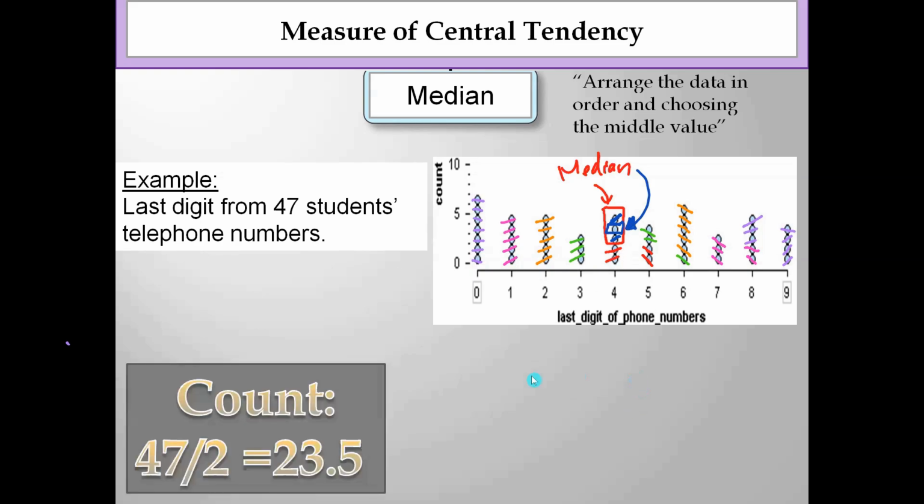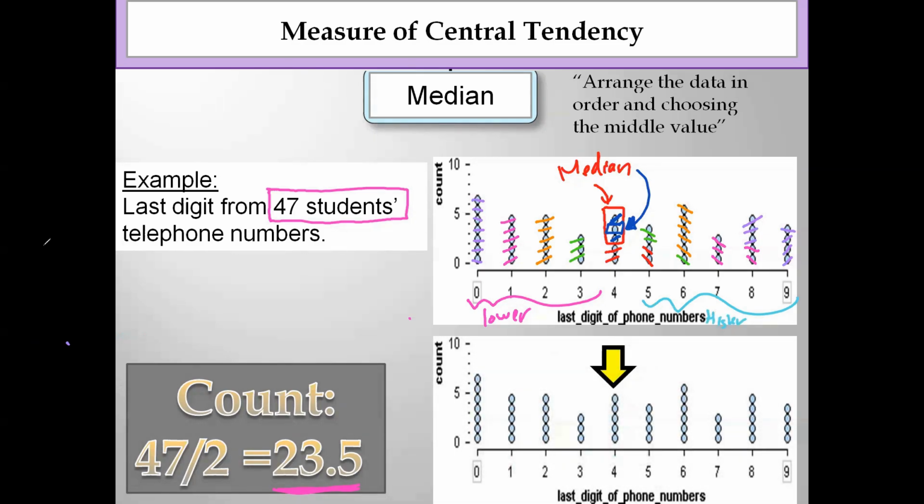Another way to find the median is to take our entire data set and divide it into 2 equal halves, so that we have a lower half and a higher half. So if we took 47 divided by 2, we'll get about 23.5. So if we count approximately 23 values, this will create our lower half. And if we count 23 values on the other side, that will create our higher half.